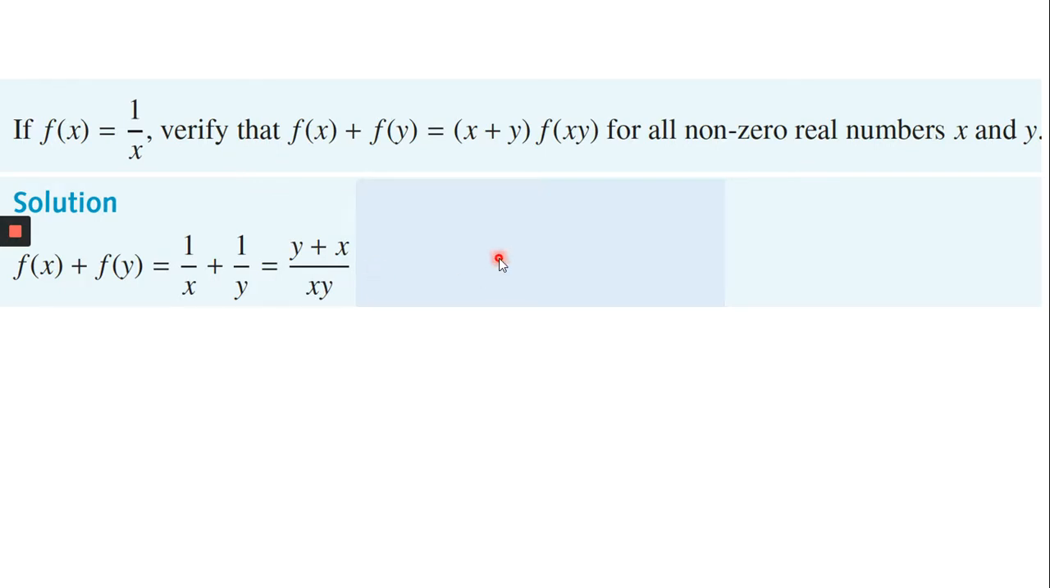So we get that. Ooh, we're getting a little bit to look like x plus y there, aren't we? Yeah, that's looking good. So we can then rewrite this in a different way: x plus y times 1 over xy. So again, you can see it's kind of looking like it now. So that is x plus y times f of xy, because f of xy will be 1 over xy. So verify, we've done it, we've proven it.